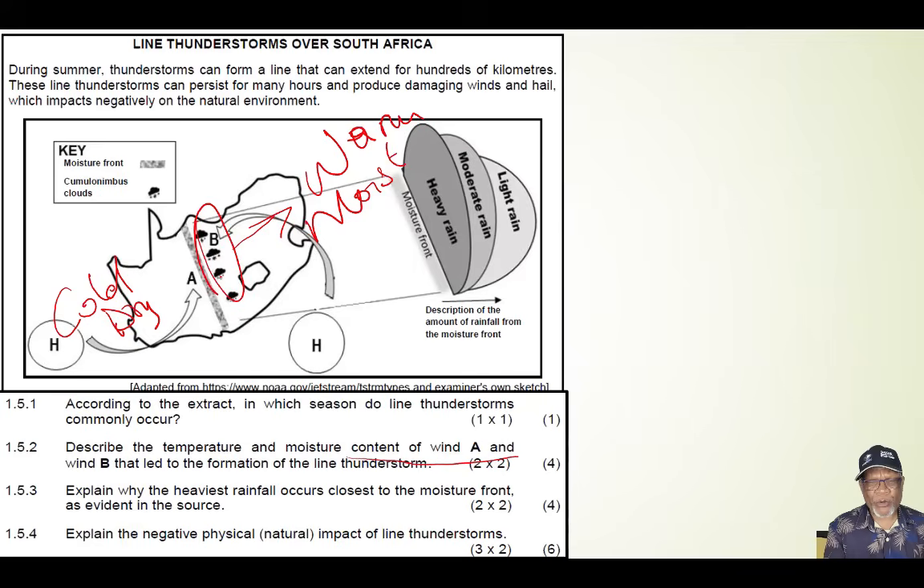And then why are we going to have rainfall closer to the moisture front? Because that is where condensation is taking place. That is where there is a high level of condensation. That is where we have more moisture. But when you're moving away, then the moisture is also going to decrease. So these are just the common sense questions that one must learn.